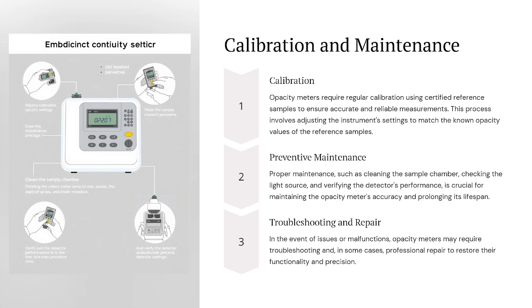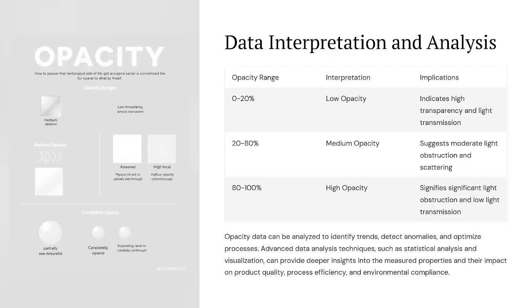Calibration and maintenance. To keep an opacity meter working properly, we need to maintain and calibrate it regularly. Calibration means testing the meter with materials that have known opacity values. If the readings are off, we adjust the meter. Maintenance involves cleaning the sample chamber, checking the light source, and ensuring the detector is working well. These steps ensure the meter stays accurate and lasts a long time.